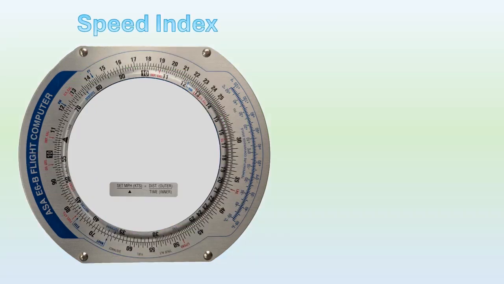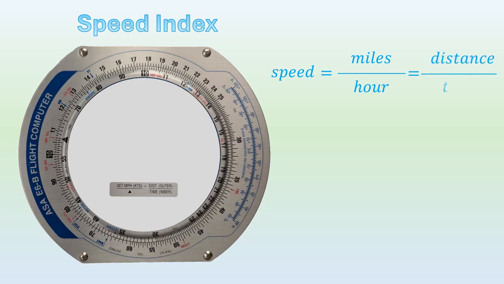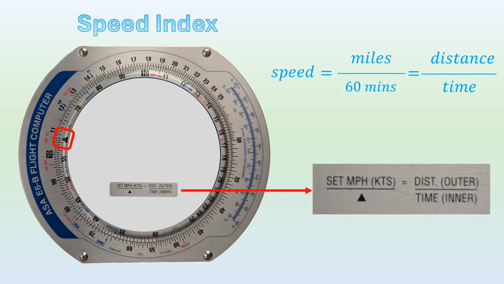Let's see why it's called the speed index. Speed is essentially how far you travel in a given amount of time, like miles per hour. Mathematically, it is distance divided by time. Because the numerical value of our speed index is 60, representing 60 minutes, we substitute 1 hour in the equation with 60 minutes. Check the equation on the E6B, and you'll notice it is literally the definition of speed.